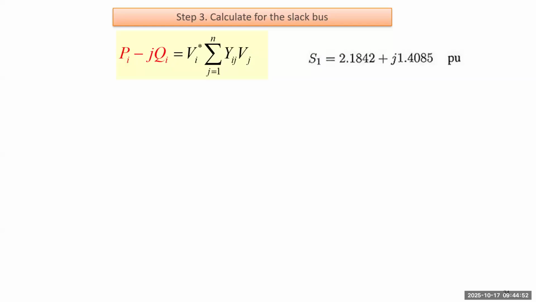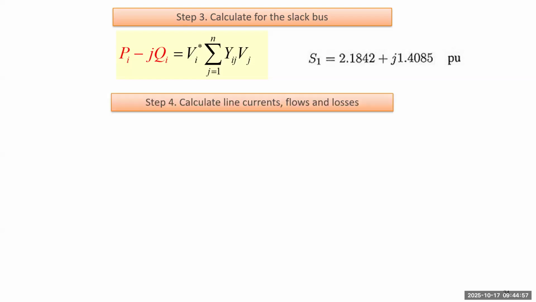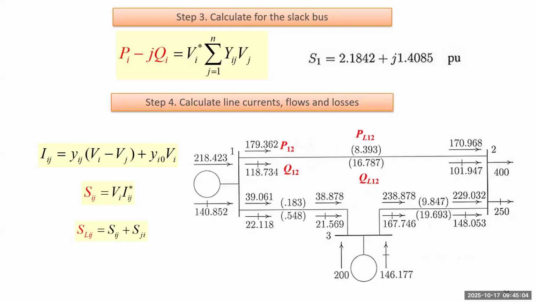All right, so the last step will be just to calculate the slack bus, then the current, continuous power flow, and loss, and those numbers are marked on the figure. Okay, so we finish the Gauss-Seidel method. Any questions? Right. So you can practice this method with the homework problem.